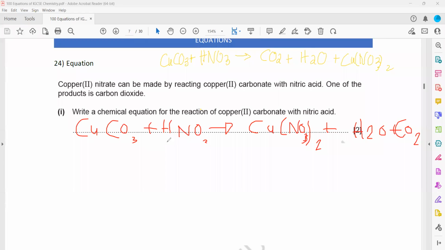So copper 2 carbonate reacts with nitric acid to give copper nitrate plus water plus carbon dioxide. But this equation is not balanced. You will score 1 mark. Then the second part is balancing the equation. As you can see, we have oxygen 3 multiplied by 2, 6, 7, 8, 9. So we need 9, 3 are there. So we put 2 here so that all will be balanced. So copper 2 carbonate reacts with nitric acid to give copper nitrate plus carbon dioxide plus water.